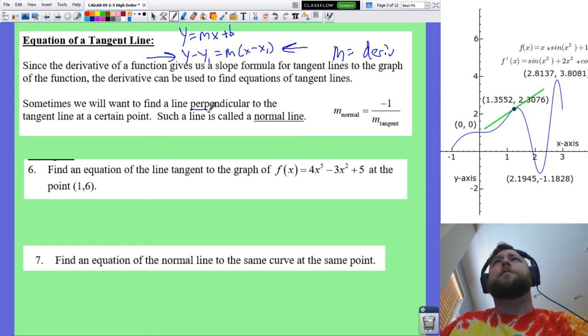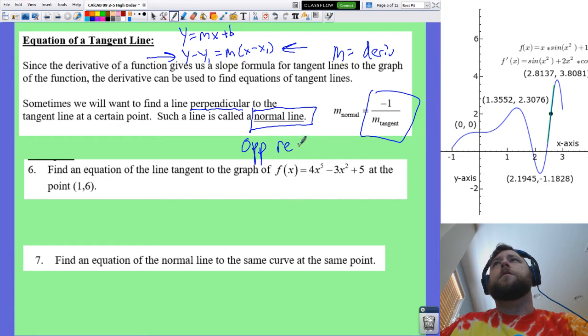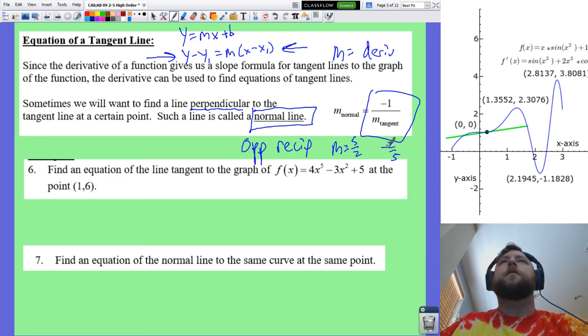Now, there's another note here. If we want to find a line perpendicular, we use something called the normal line. All that means is opposite reciprocal. So if your slope was 5/2, your opposite reciprocal would be -2/5. We went over that before.